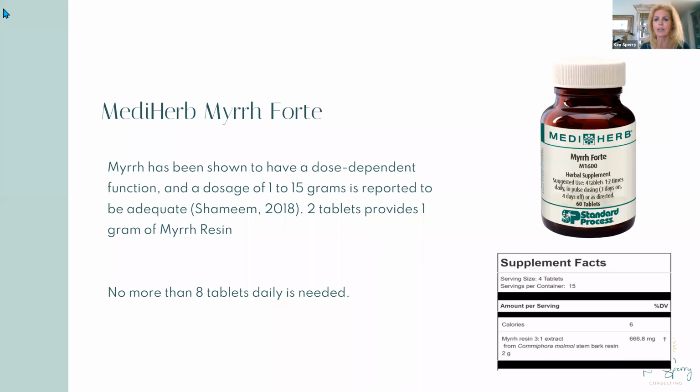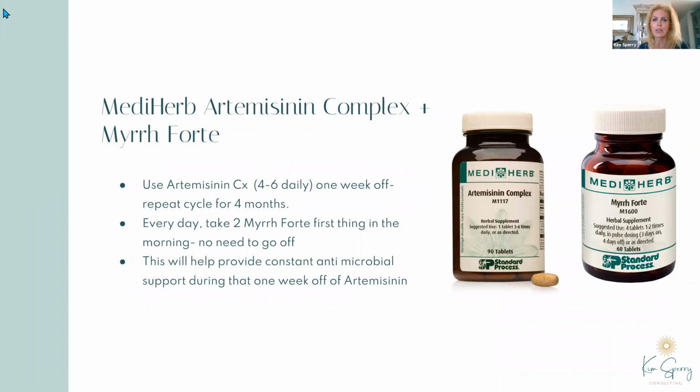So again, my recommendation is if you're just new to myrrh forte and artemisinin, start with only 2 myrrh forte on an empty stomach. So this is what I'm doing. I take 6 daily of artemisinin, and I'd say the bare minimum of artemisinin would be 4 daily, 1 week on and 1 week off. And you want to repeat that cycle for 4 months. Every day, take 2 myrrh forte first thing in the morning. You do not need to go off of it. And this combination will provide constant antimicrobial support, but is also going to disrupt that stealth strategy that they're using.